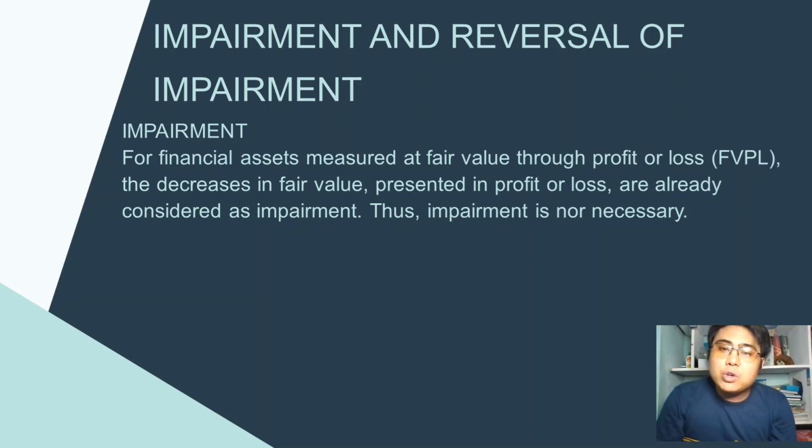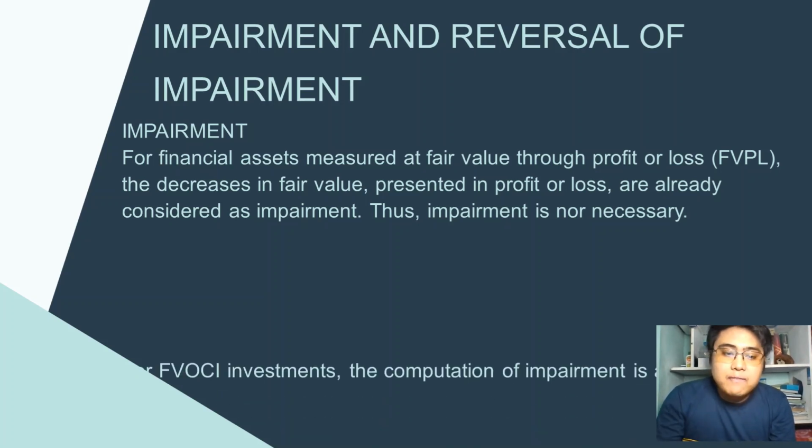Even though ang FVOCI is measured at fair value subsequently, kung titignan mo, yung unrealized gain niya is the difference between the fair value as of that date and the amortized cost as of that date. Unlike FVTPL. Ang FVTPL kasi talagang literally ang unrealized gain niya is due to change in fair value. Meaning, yung impairment nasa loob na nung pagbabago ng fair value nung asset.